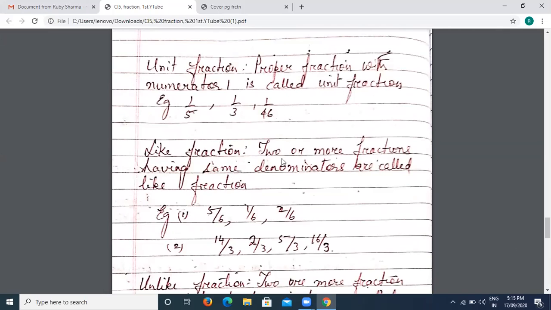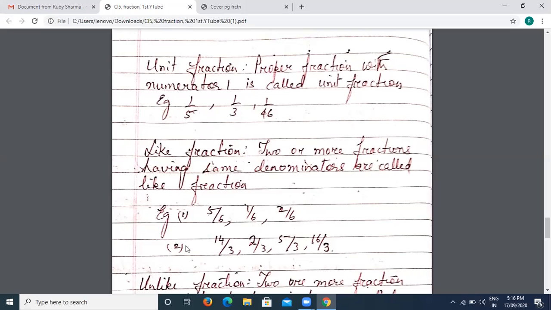In like fractions, we need a set of fractions. All these were one fraction. 1 by 5 is a unit fraction. 2 by 5 is a proper fraction. But for like fractions, we need several fractions, 2 or more fractions with the same denominator. So this is the definition, and this is the example.